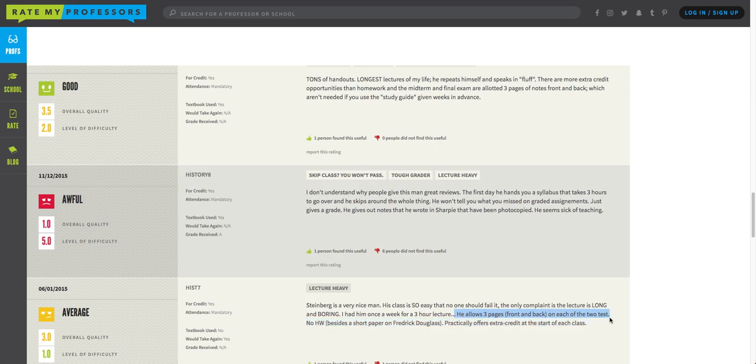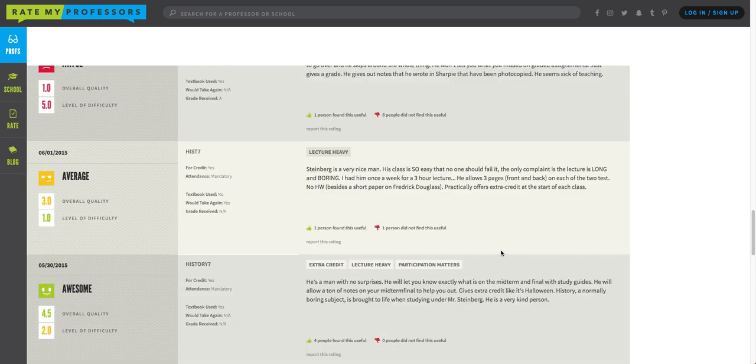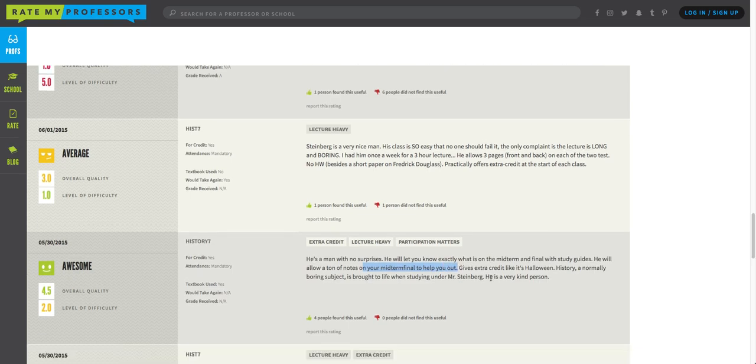He allows 3 pages front and back on each of the 2 tests. What does that mean? Yeah, I think this is the type of professor whose lectures suck, who's hella boring, but he's hella chill. For the midterm and the finals, he gives you the study guide, which is practically the test. And you can take notes, dude, on your midterm. Okay, so he gives extra credit like it's Halloween.